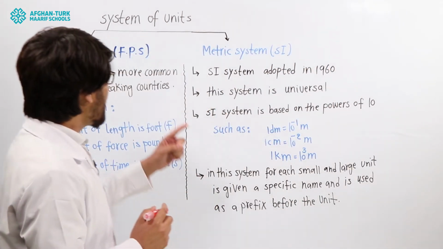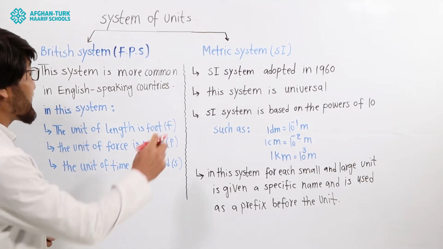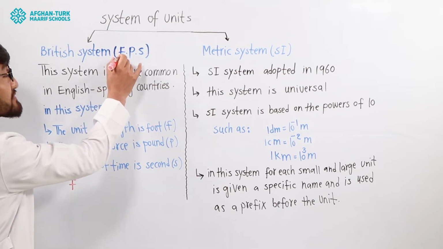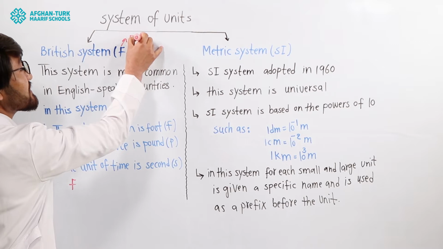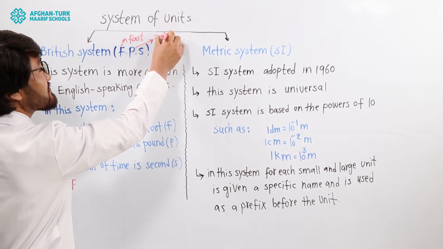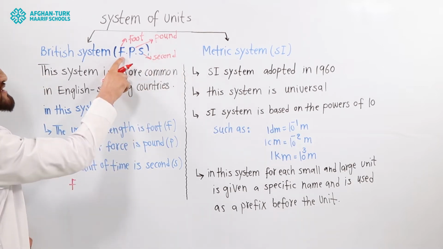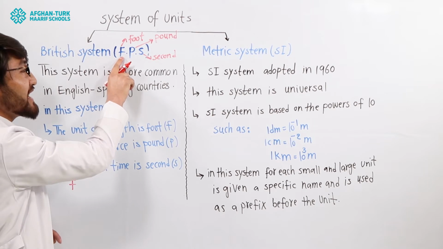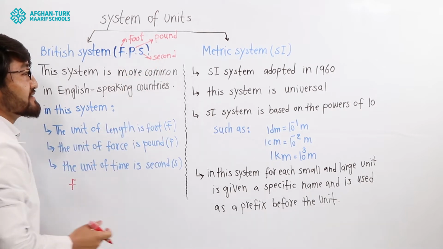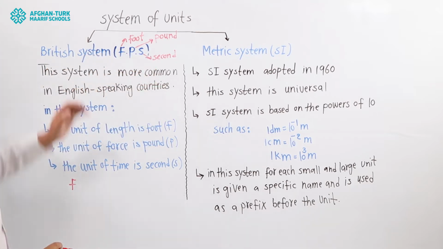I told you before that the British system is called the FPS system. Now you should remember, F represents foot, P represents pound, and S represents second. First is the unit of length, second is the unit of force, and third is the unit of time, which is second. These are all about the British system.